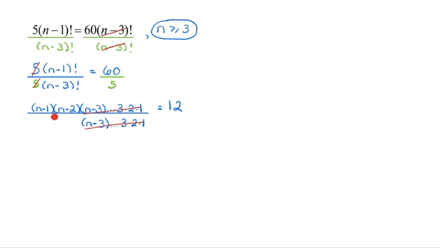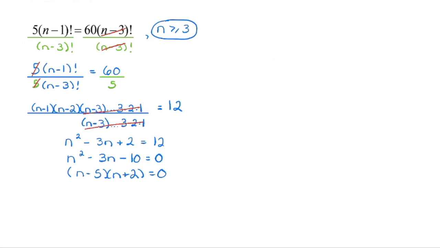I'm now going to FOIL those two out, and lo and behold, we have a quadratic. Because my squared term is positive here, I'm going to move everything over. So I'm going to subtract 12 from the constant term on the left side, and that's going to give us something that is factorable. So what are two numbers that multiply to negative 10 and add to negative 3? Well, we have negative 5 and positive 2. Set each factor equal to 0, and then check it against your restriction. So n has to be greater than or equal to positive 3. Negative 2 is not going to be greater than or equal to positive 3, so that's extraneous.